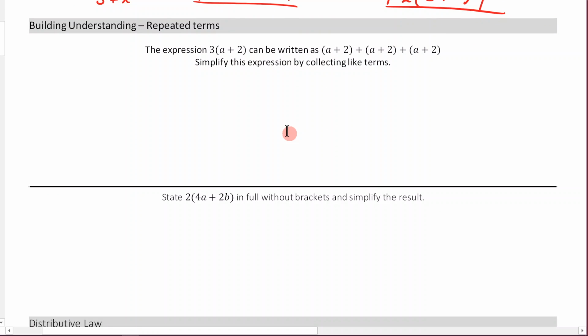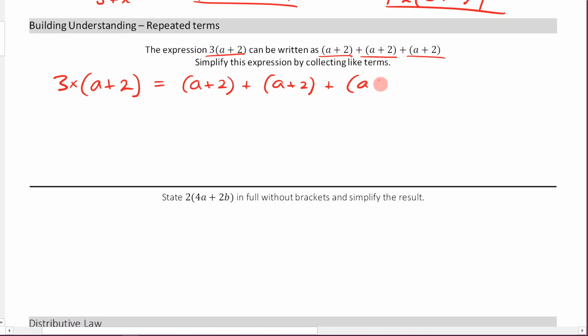So let's continue to build up our understanding by considering brackets some more. Here it says the expression 3(a + 2) can be written as (a + 2) + (a + 2) + (a + 2). Simplify this expression by collecting like terms. So we've been given 3(a + 2). Now we know that there's an invisible multiplication sign there. So what we're being asked to do here is say, well, I have 3 lots of a plus 2. So that means I have a plus 2 plus a plus 2 plus a plus 2.